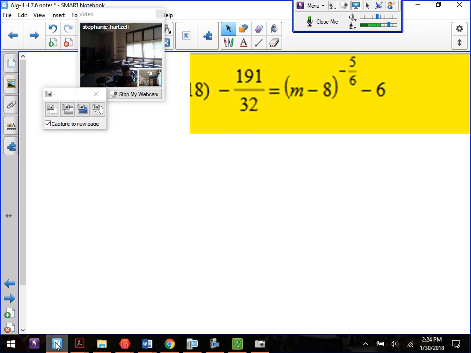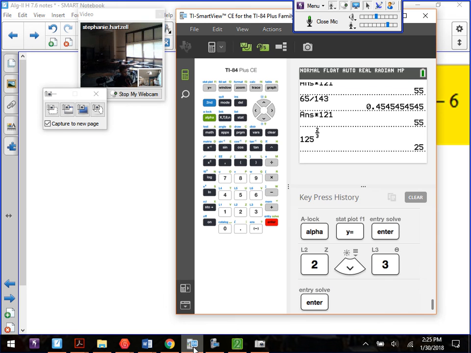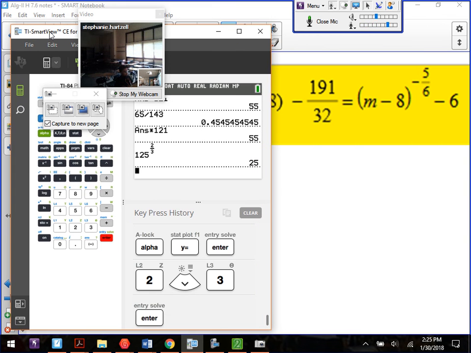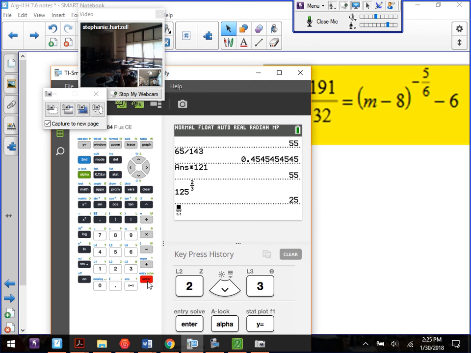So what I'm getting at is sometimes you get into these ugly problems, and really all you can do is use the calculator. So create a fraction bar with a negative 1 and 1 for m2. Then hit enter. Let's see, if I do alpha y equals, I know I have a negative 191 over 32, and I know to that problem I have to add what? Add 6, hit enter.